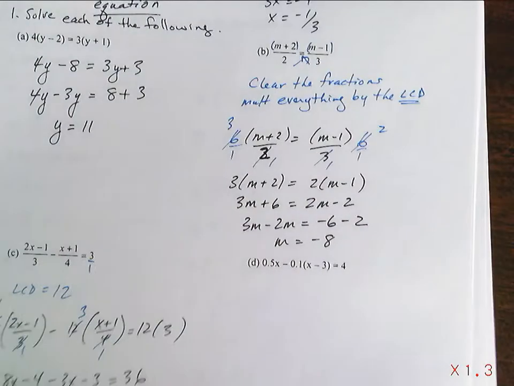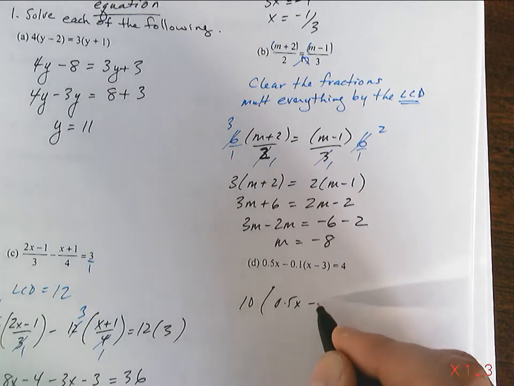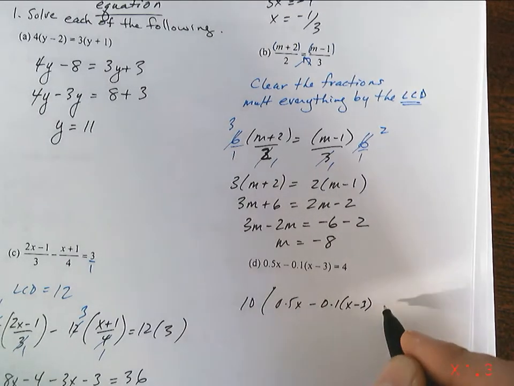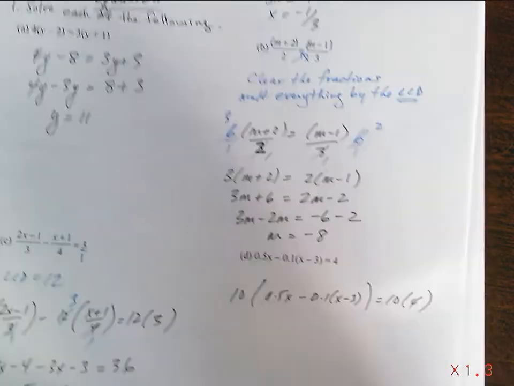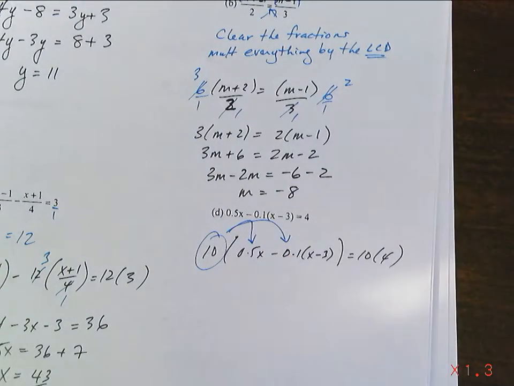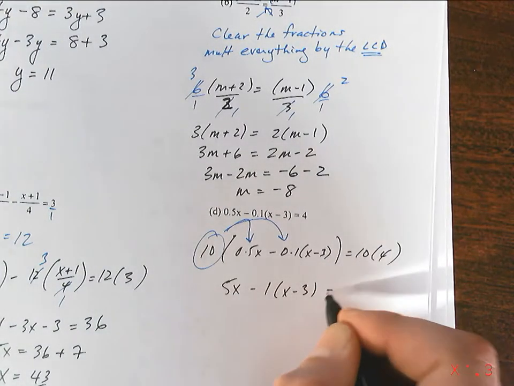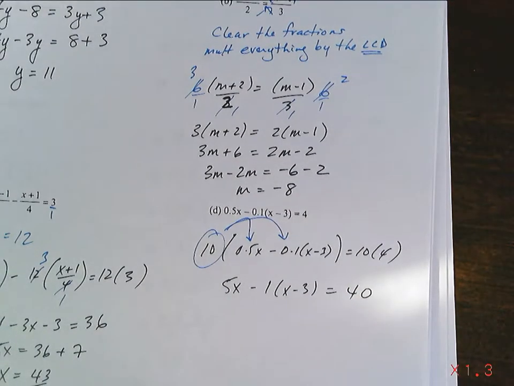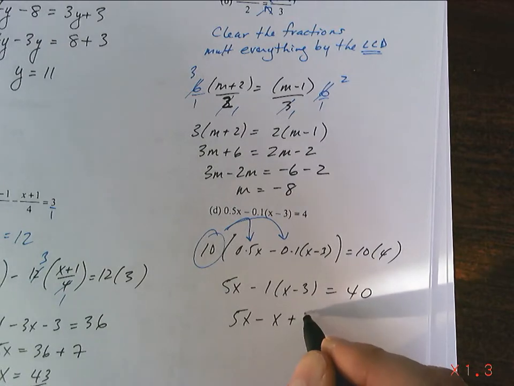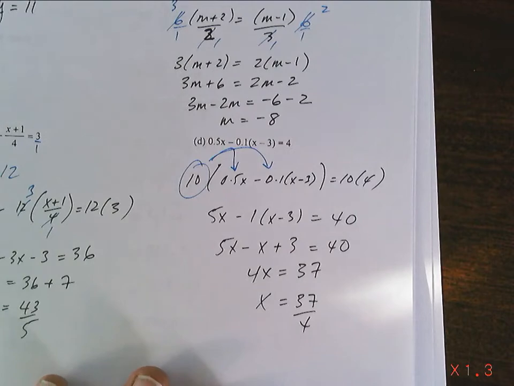Okay, over here, this question here, we can work with decimals if we want. I would prefer not to. What I think I'll do is times both sides of the equation by 10. That's the same as multiplying each and everything by 10, if you think about it. So that 10 will be multiplied by both of those. So what you're going to get is 5x minus 1, x minus 3, equals 40. I don't have to deal with decimals anymore. So it's 5x minus x plus 3 equals 40. So it's 4x equals 37. And then it's x equals 37 over 4. There you go, kids. I'm all done.